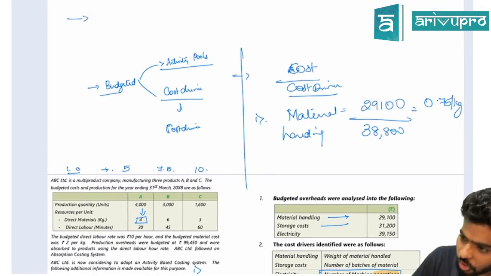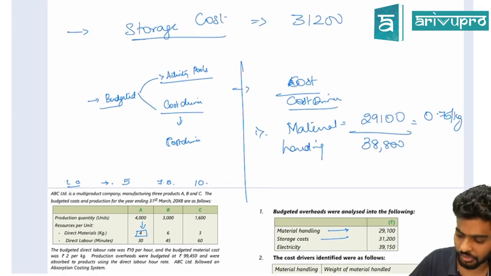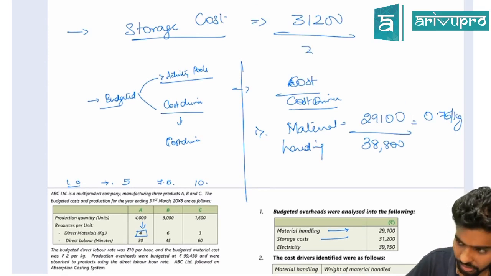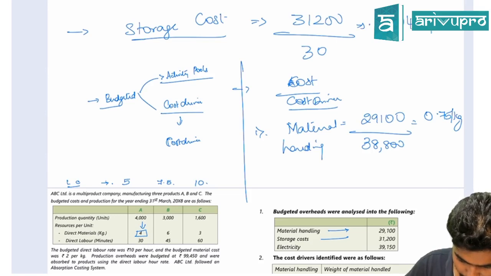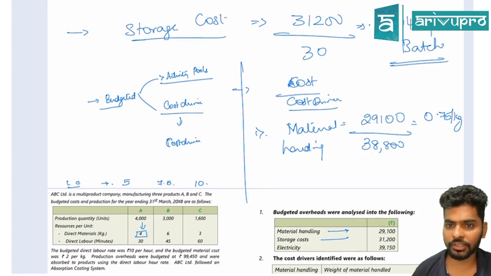Next one, storage cost. See here, storage cost 31,200 divided by the total number of batches, 15 plus 15, 30. That comes to 1040 per batch. Guys, are you clear till now?